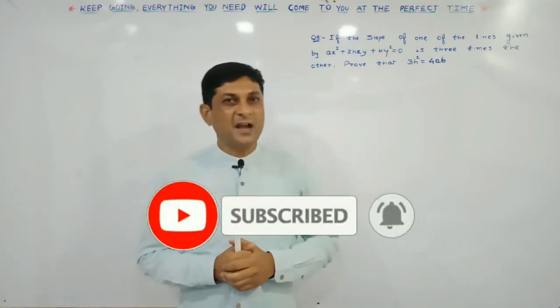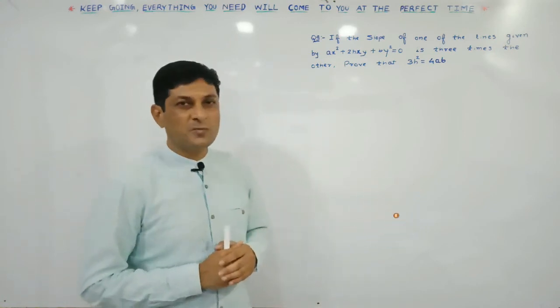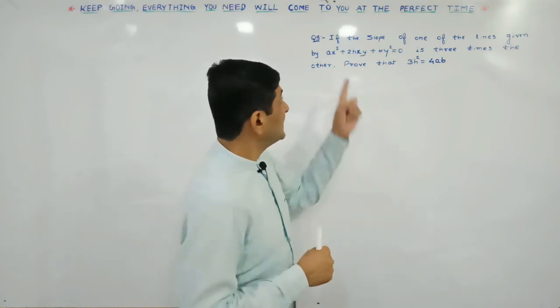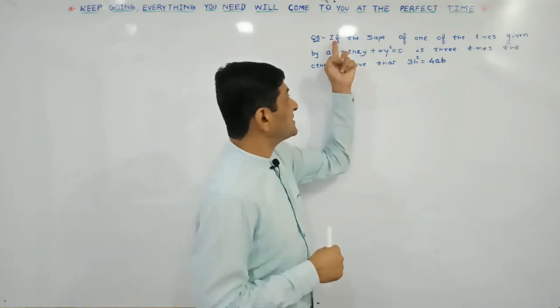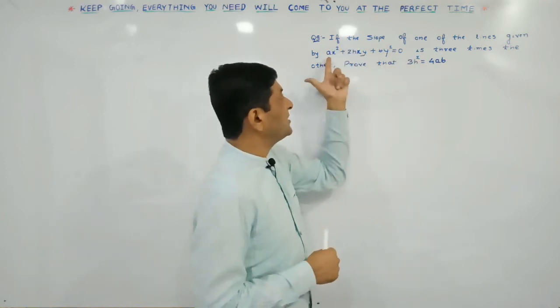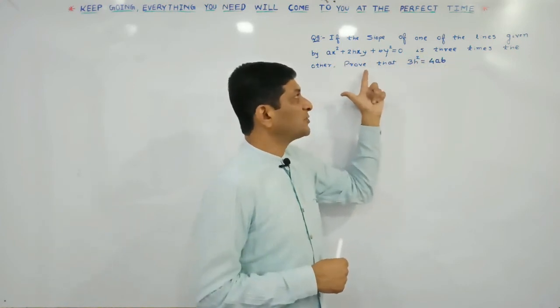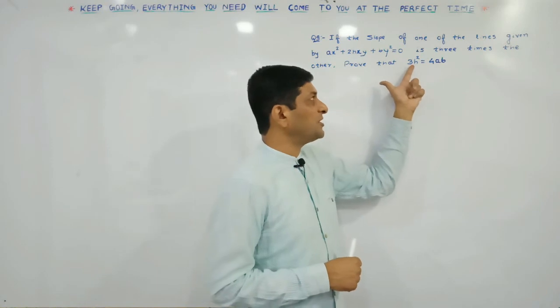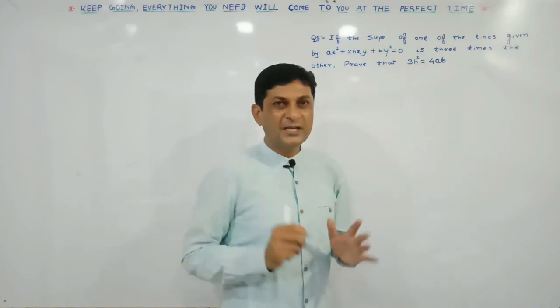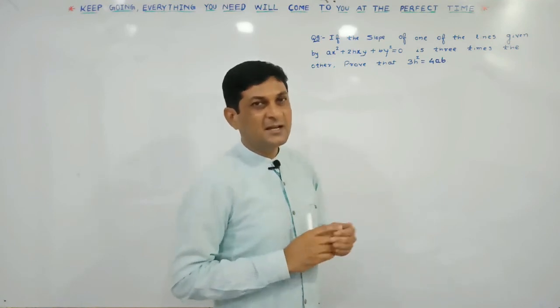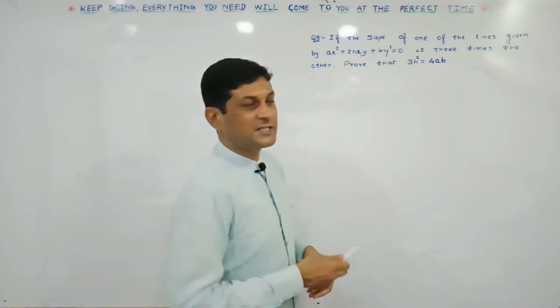So today we are starting example number 9 from this miscellaneous exercise. Observe the example. In this case, the given condition is that the slope of one of the lines given by this homogeneous equation is 3 times the slope of the other. Using this condition we have to prove that 3h square is equal to 4ab. Such type of example we have already solved in the first exercise. Again, let us try to solve this example.